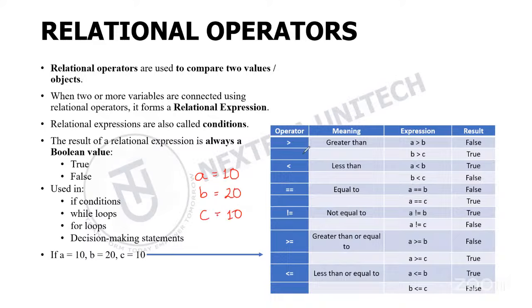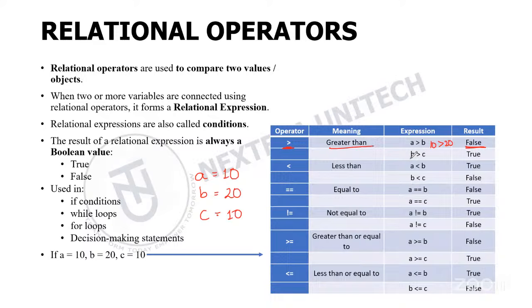The first operator is the greater than operator. Here we are performing a greater than b. So a is 10 and b is 20. Is 10 greater than 20? It is not. So we will get the result false.